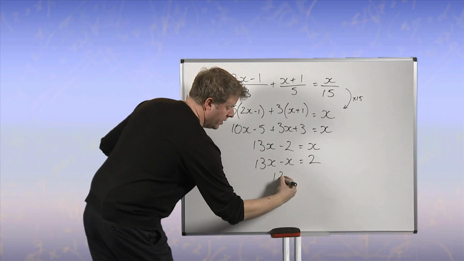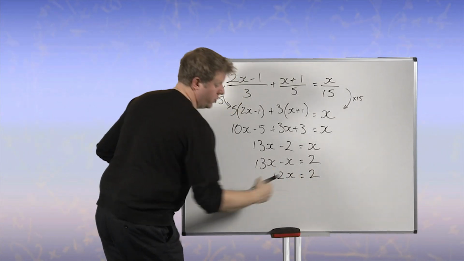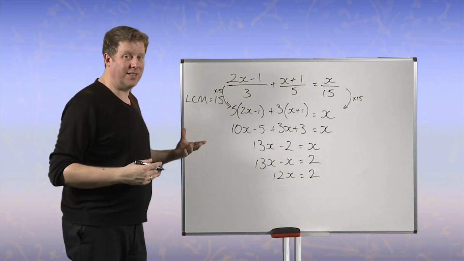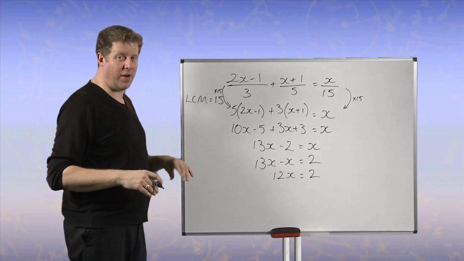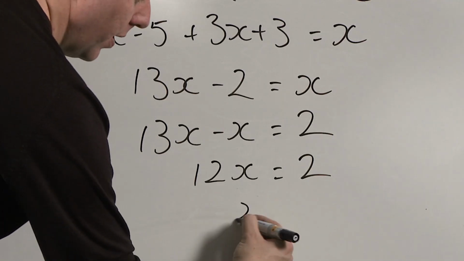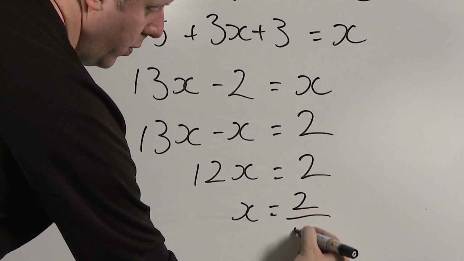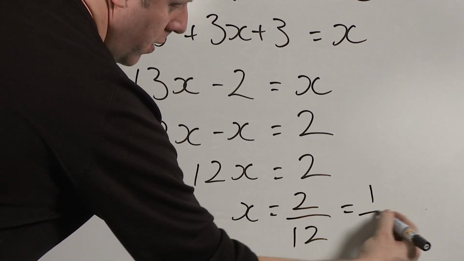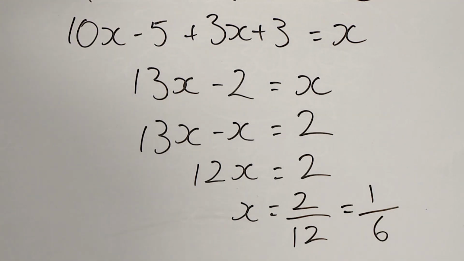Simplifying this gives me 12x equals 2. Now obviously this isn't going to be a whole number either, it's actually going to be a fraction answer again. So x equals 2 over 12, which I can simplify to 1 over 6.